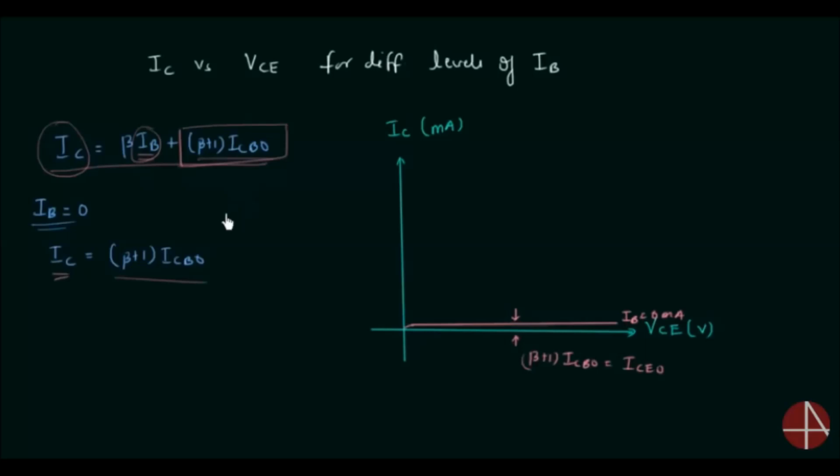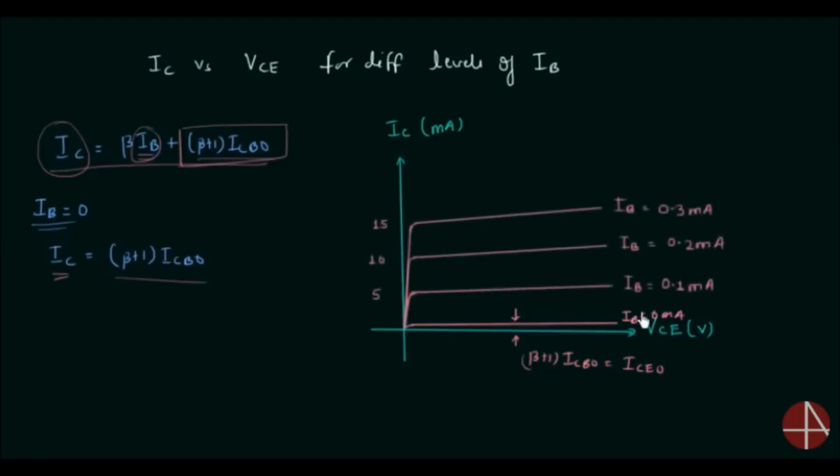This statement is not 100% true. I will explain why. First, we will complete the plot for different input currents. If we increase IB in equal intervals, IC will also increase in equal intervals. You can see when IB is equal to 0.1 milliamps, IC is equal to 5 milliamps. And when IB is equal to 0.2 milliamps, the collector current IC is equal to 10 milliamps.